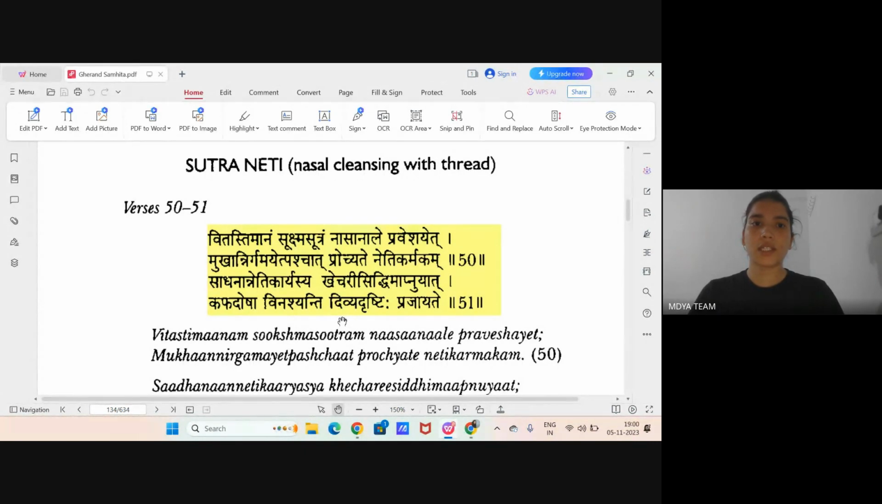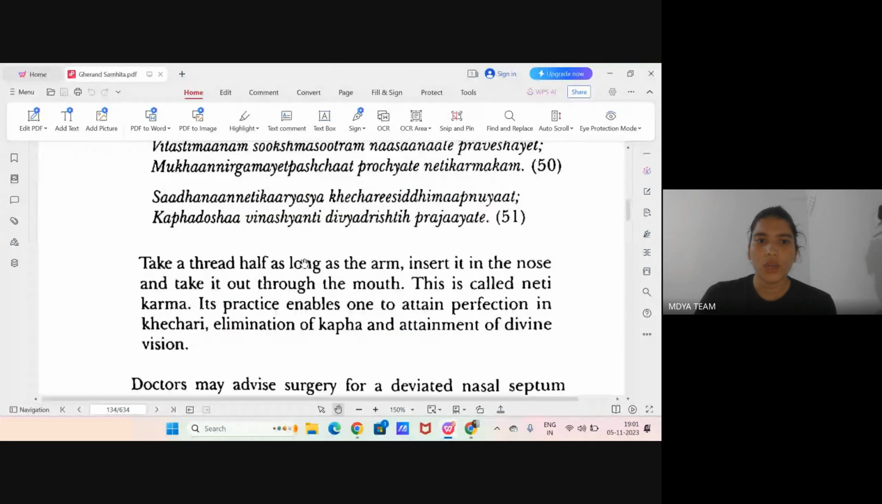So moving to the next, I was just coming to the Neti. In the Gheranda Samhita explanation, they have given two types of Neti, Jal Neti and Sutra Neti. But you have to remember, according to the Slok, there is only one kind of Neti, that is Sutra Neti. There is no mention of Jal Neti according to the Sutras. What's the reference? Vitastimanam Sukshma Sutram Nasa Nale Pravesayet. Take a thread half the length of the arm, insert it in the nose and take it out through the mouth. This is called Netikarma.